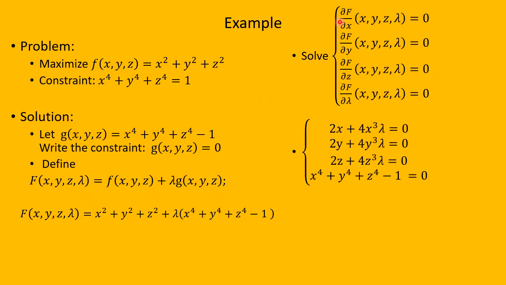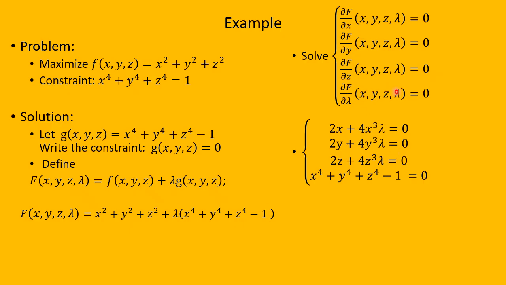So if we look at the partial derivative of F with respect to x, and here's our function here, if we differentiate this with respect to x, we're going to get a 2x, and over here we're going to get a lambda times 4x cubed. So this is going to be 2x plus 4x cubed lambda equals 0. When you differentiate this with respect to y, this second equation turns out to be 2y plus 4y cubed lambda equals 0. Differentiating with respect to z gives us 2z plus 4z cubed lambda equals 0.